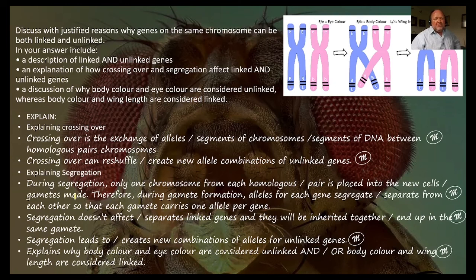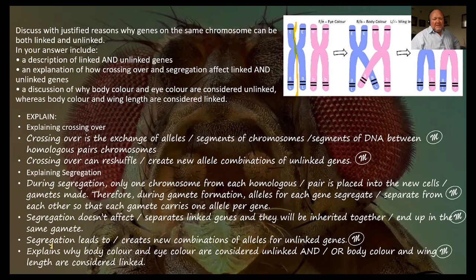Okay, so segregation is only one allele per gamete. That's the second part of segregation, where we then break these up, and now you have only one allele. So that is segregation. The first part is pulling apart the homologous pairs. The second part is pulling the chromatids apart. Segregation does not affect linked genes, as they will be inherited together or end up in the same gamete. So those two genes over here will be inherited together.